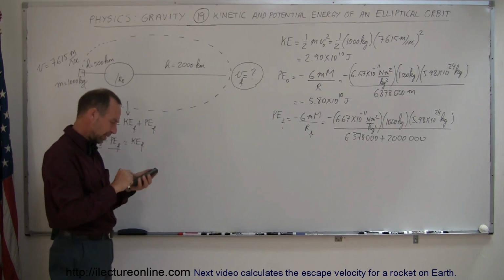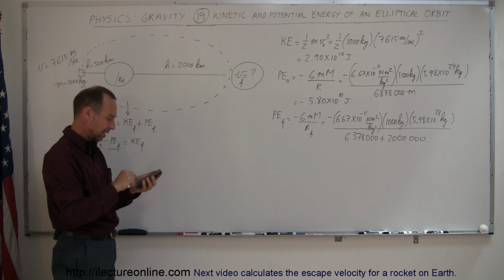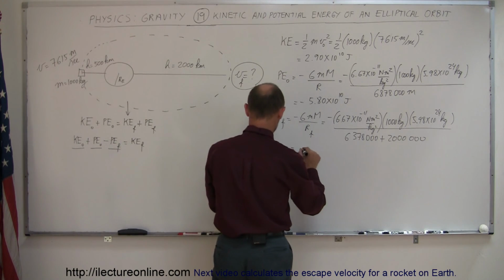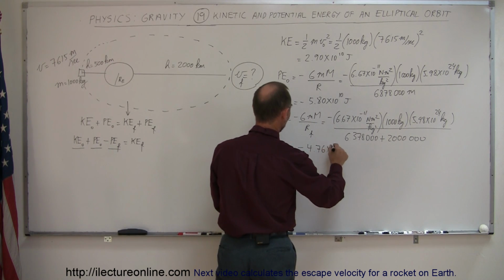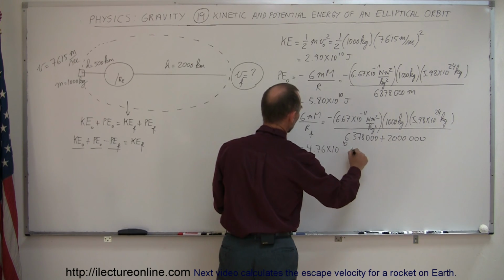Actually, yeah, that would be negative 6.67 e to the minus 11 times 1,000 times 5.98 e to the 24th divided by 8,378,000 equals, and that would be equal to minus 4.76 times 10 to the 10 joules.